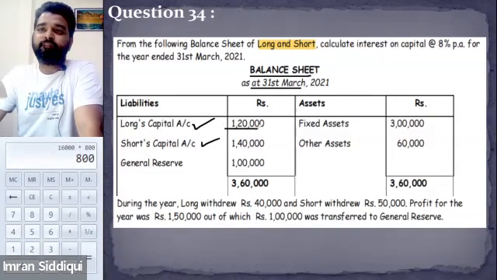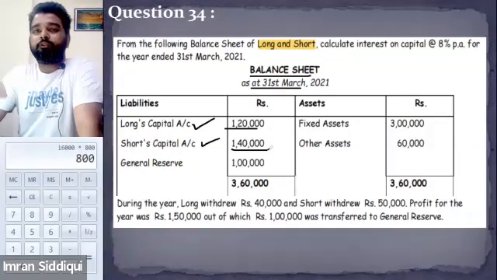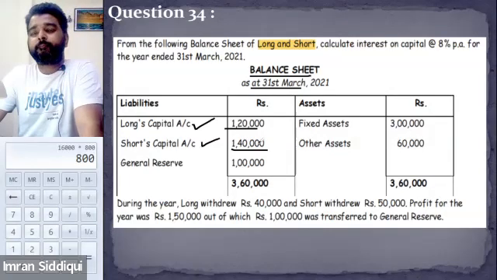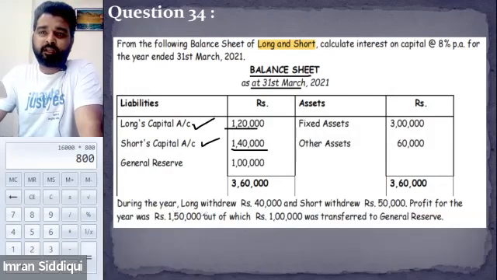So you are provided with the closing balance of Long and Short. There are two partners, Long and Short. Long's closing capital account balance is 1,20,000 and Short's closing capital balance is 1,40,000. Is that clear? Yes. Okay. The question also says a few more things, but I would recommend that you give it a try at least.